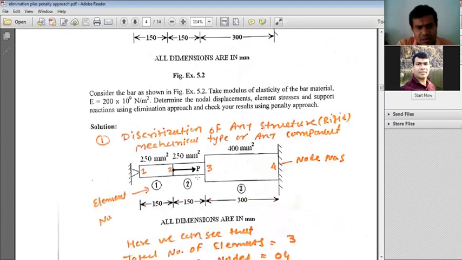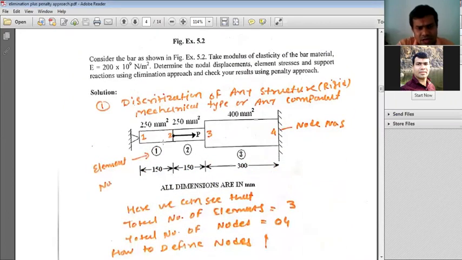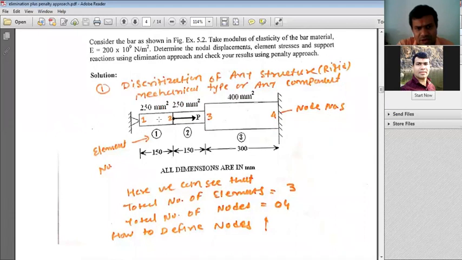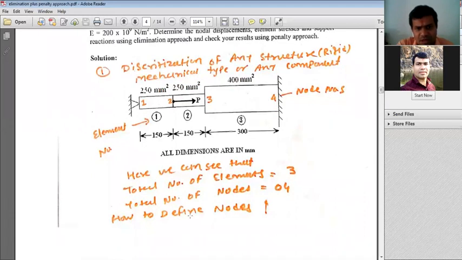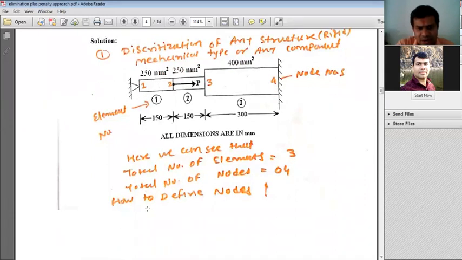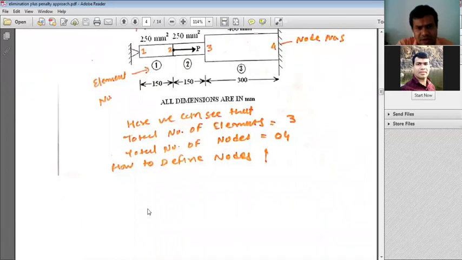See the example. Total number of nodes are 1, 2, 3, and 4, and the elements are 3 in round numbers: 1, 2, 3 elements, and with orange 1, 2, 3, 4 nodes. So the total number of elements and nodes, we know how to define nodes.